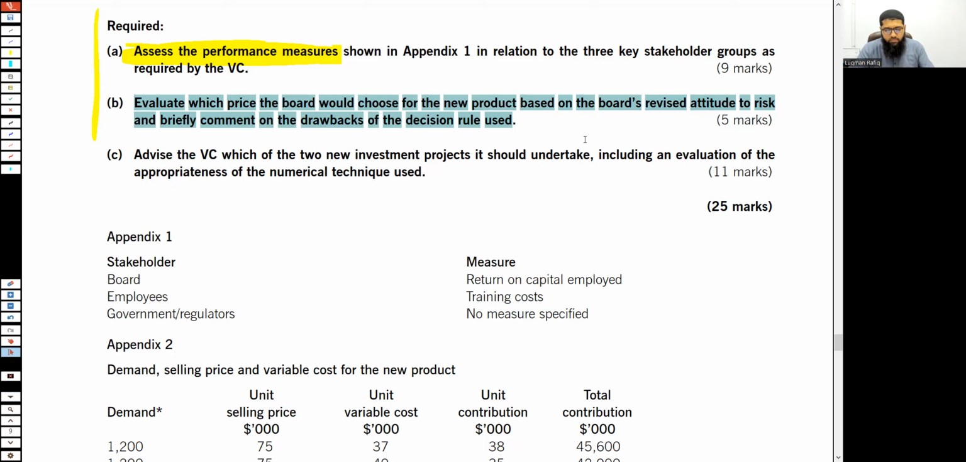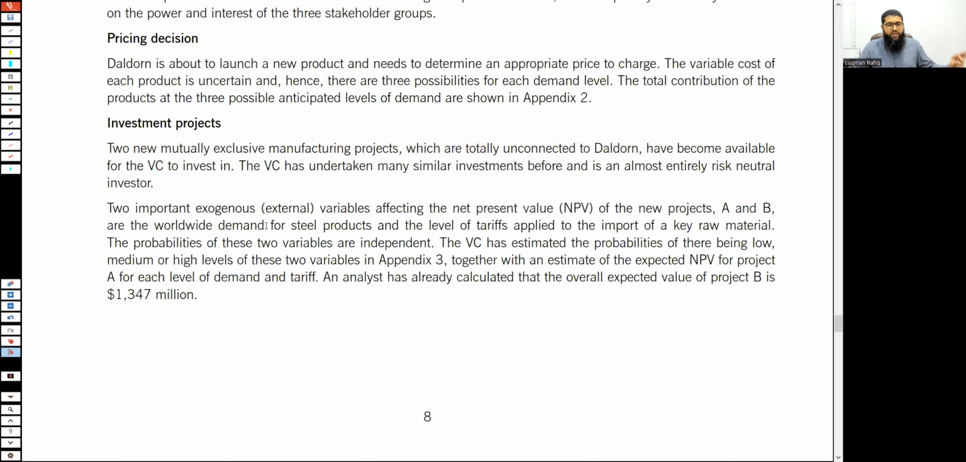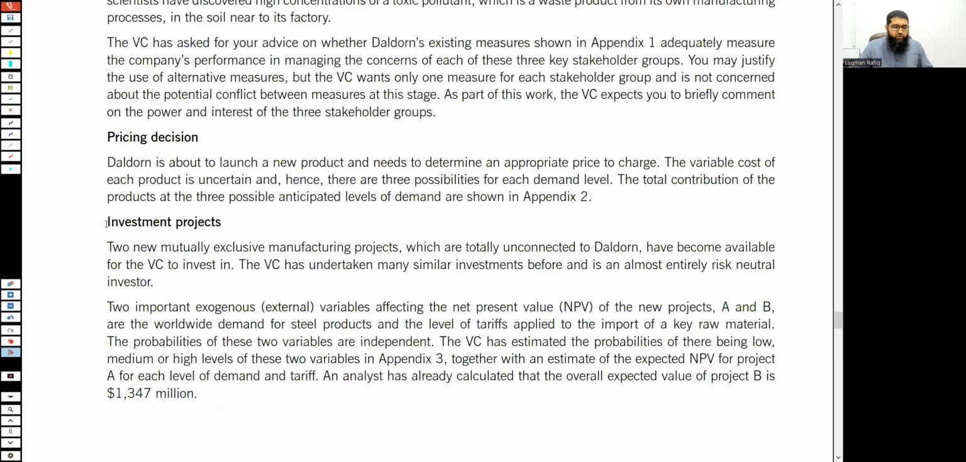Nowadays, it is probably going to be like this, right? That it is going to be a 20-mark question plus 5 marks. Now, what next is going to be there? So it's basically advise the VC which two new investment projects to use, including an evaluation of the appropriate numerical techniques to use. So that means this is one area. That means this is another area, right?